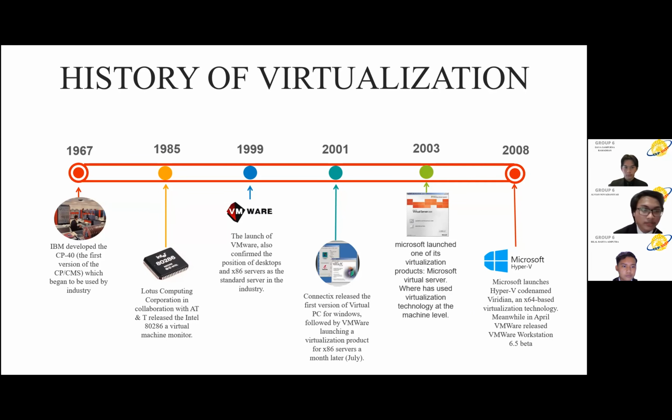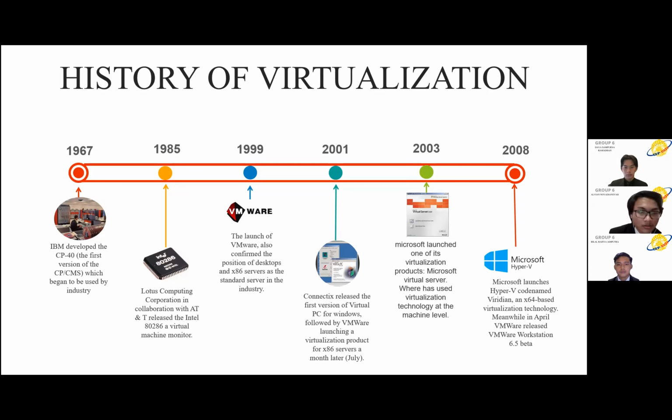In the history of virtualization, first, in 1967, IBM developed CP-40, the first variant of the CP/CMS, which began to be used by industry. In this era, the first mainframe was developed. In 1985, Lotus Computing Corporation, in collaboration with IT&T, released the Intel 80286 virtual machine monitor.